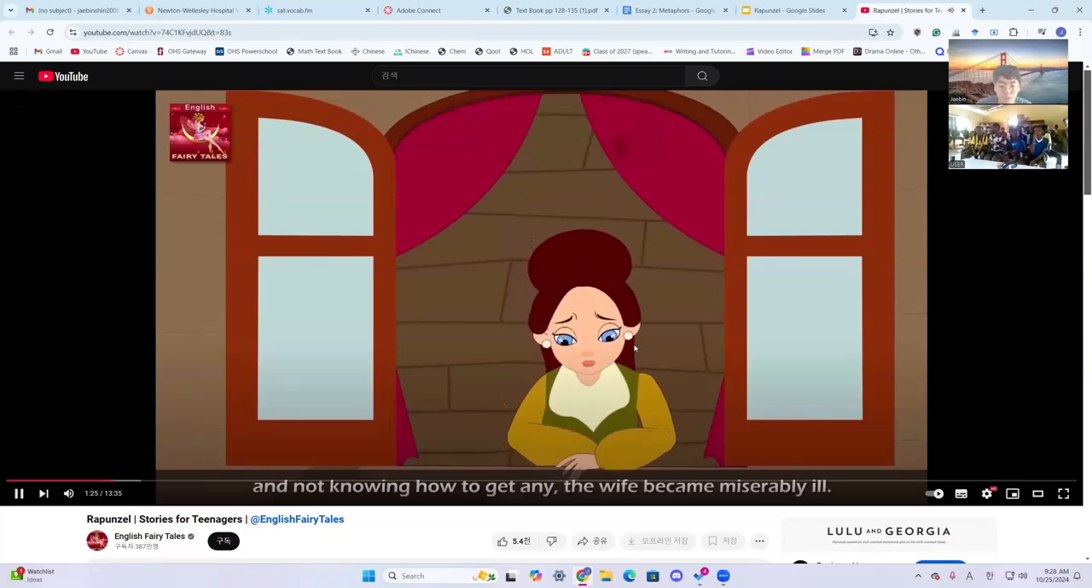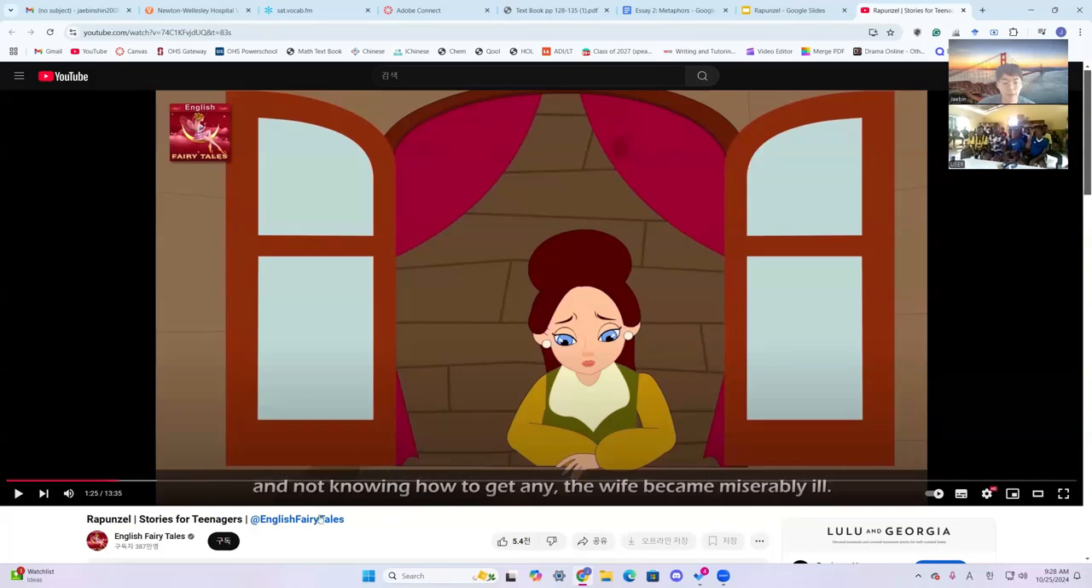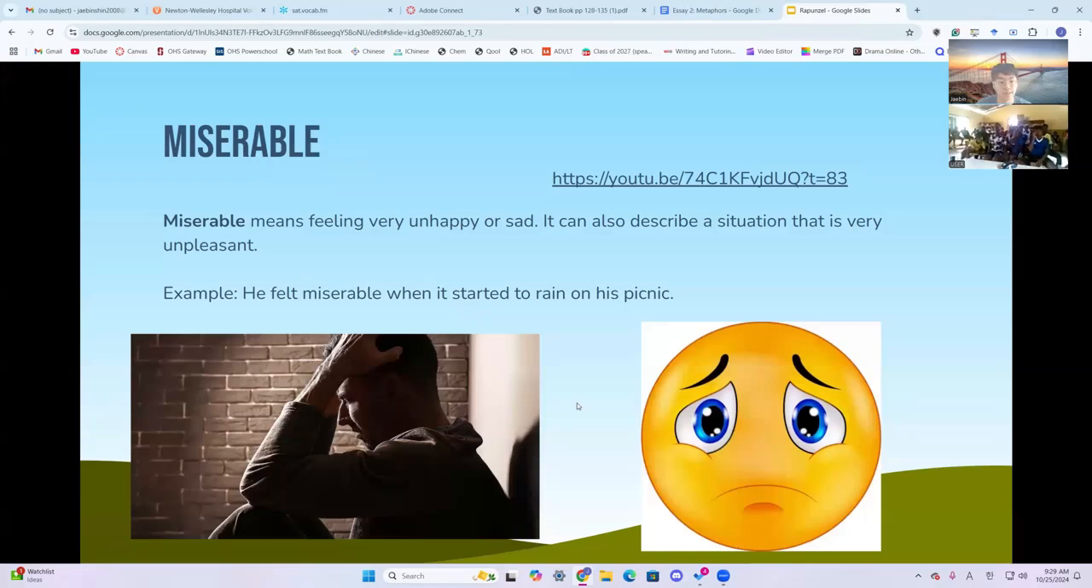And not knowing how to get any lettuce, the wife became miserably ill. So you can see it here. Miserably is just miserable plus ly, so the describing word becomes an adverb instead. Miserable by itself means very sad and unhappy. So the wife became very sad that she didn't get the lettuce. That's the word miserable.